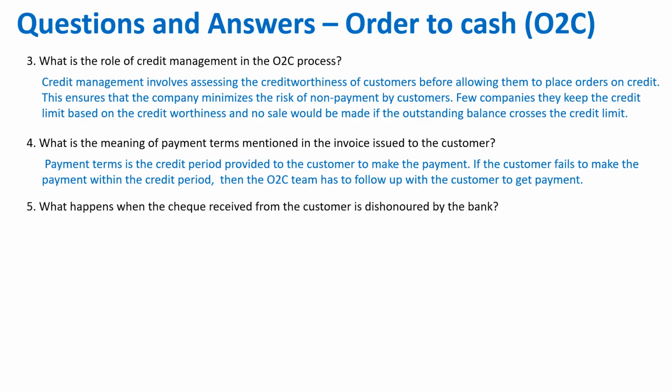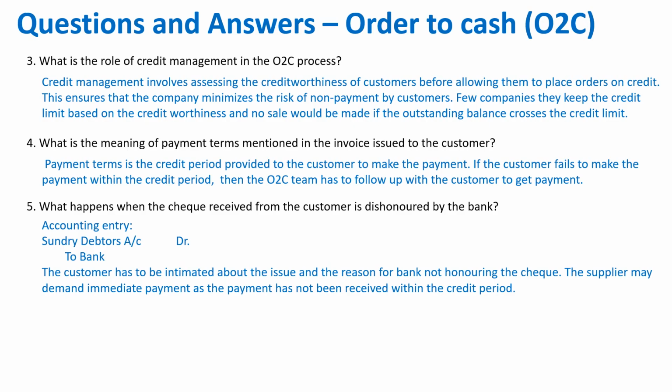What happens when the check received from the customer is dishonored by the bank? That means you have received a check from the customer, but the bank has not encashed it for some reason. So the accounting entry you need to post immediately once you get the confirmation from the bank that the check is not honored is reversing the entry you posted during accounting of the check. So what is the reverse entry?